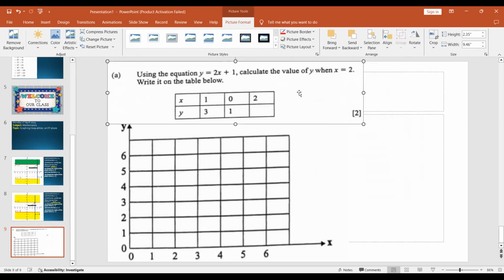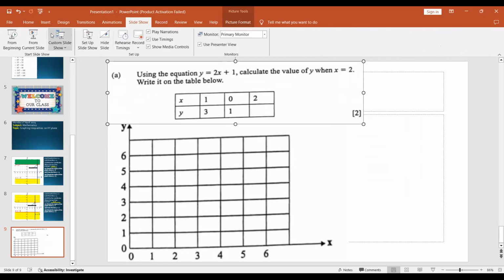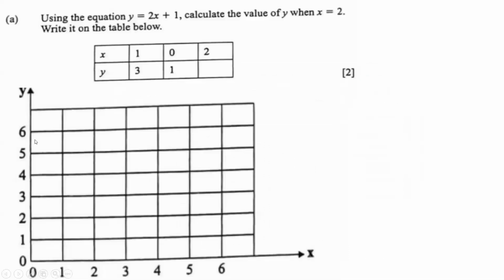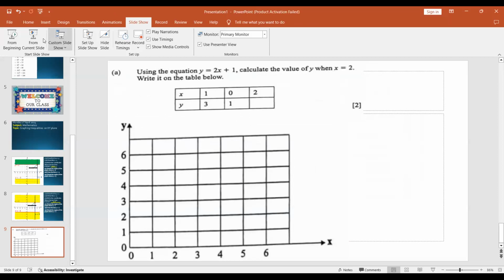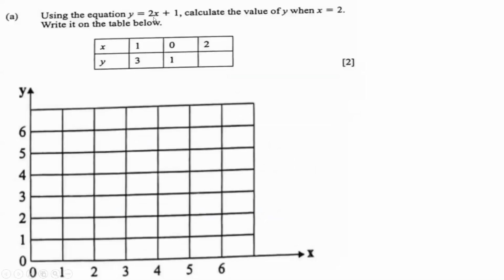The first thing that we want to do is actually calculate the value of y. So let me explain what's happening here. By the way, please draw in this graph, and we're going to be looking at how to complete the table. Basically, we have the equation for a line. The line is 2x plus 1. And they want us to calculate the value of y when x is equal to 2.